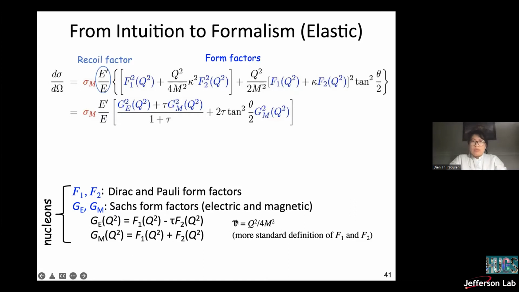And one variable here is tau. It is equal to Q squared divided by 4m squared. So now if you take a look at these form factors, you can see that they only depend on Q square. So now if, in an experiment, you can control the Q square value at a fixed value, it means that you will measure the same GE and GM.